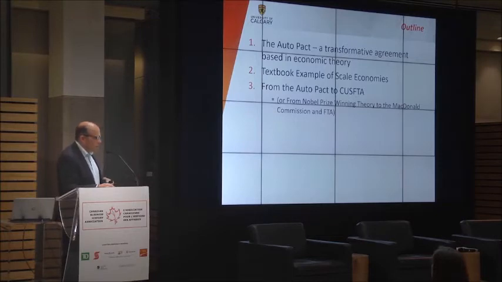So here's a quick little outline. First, I'm gonna talk about the Auto Pact Agreement. Andre went through the details of it. I won't go through as many details, but again, trying to focus a little bit more on the economics of it. I'm gonna show you the textbook example. So I partly apologize for making you sit through some economics on this, some graphs, but we're gonna do that. And then I'm gonna link it to the Canada-U.S. Free Trade Agreement and the economic argument for that.